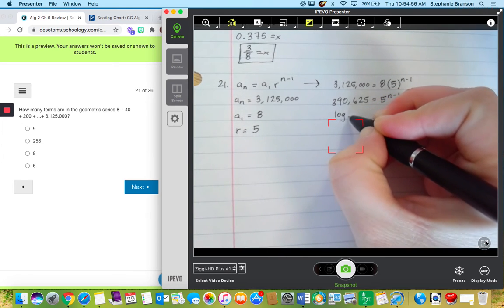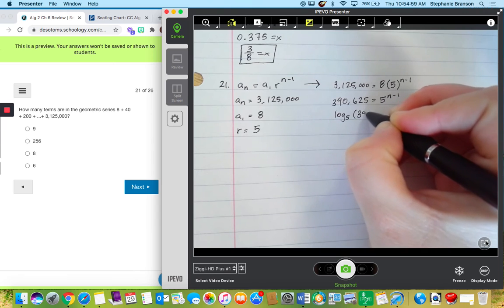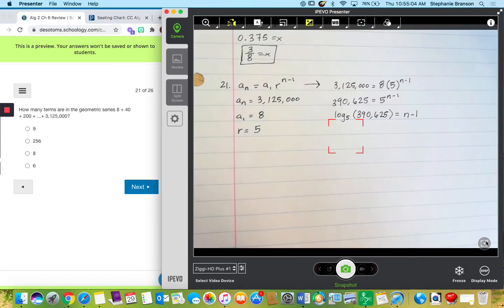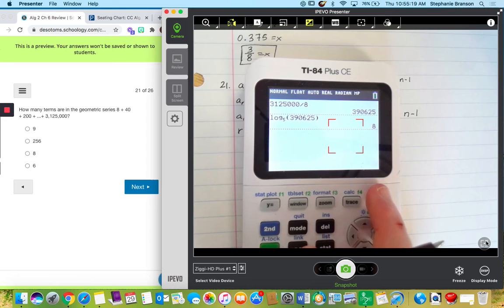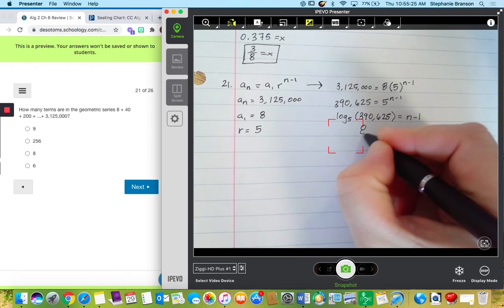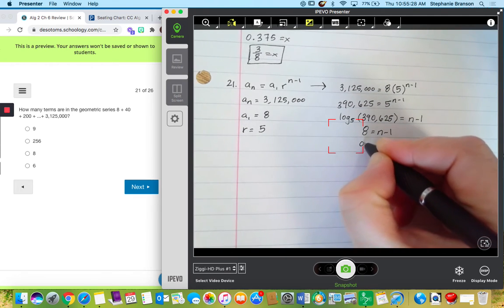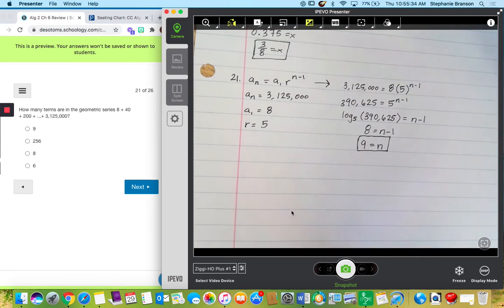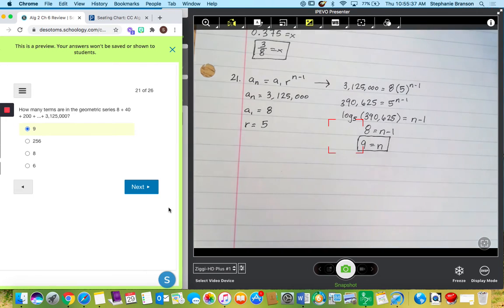So I'm going to take this and rewrite it as a logarithm and set it equal to n minus 1. So log base 5 of 390,625. I literally just put it in the calculator and I got 8 is equal to n minus 1. So 9 is equal to n. So that means that I have 9 terms in that geometric series.